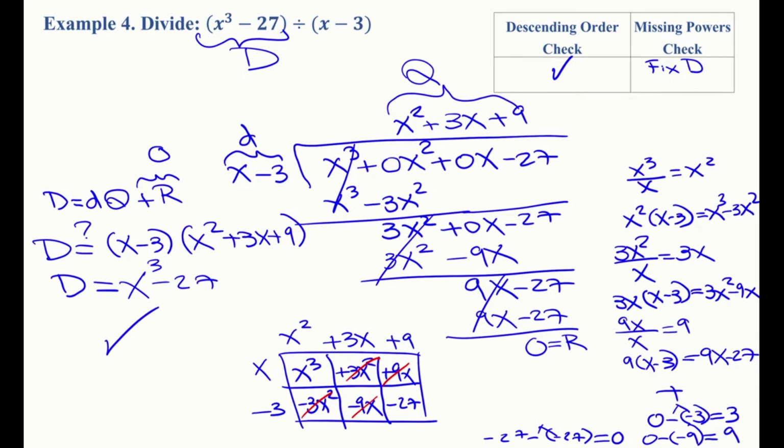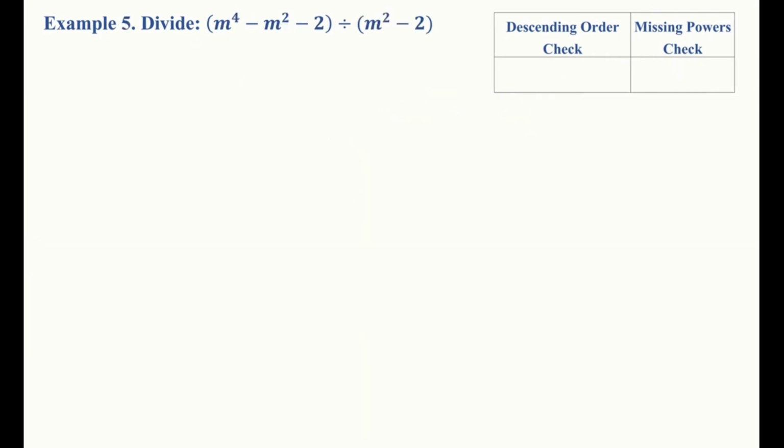All right, so that was an example with two missing terms or powers. All right, let's go ahead and take a look at this one. Notice that this one has some missing terms. So go ahead and try it on your own and then come back, see if our answers agree. Don't forget to do the 2 checks. Okay, so as far as descending order check, we notice that they both pass.